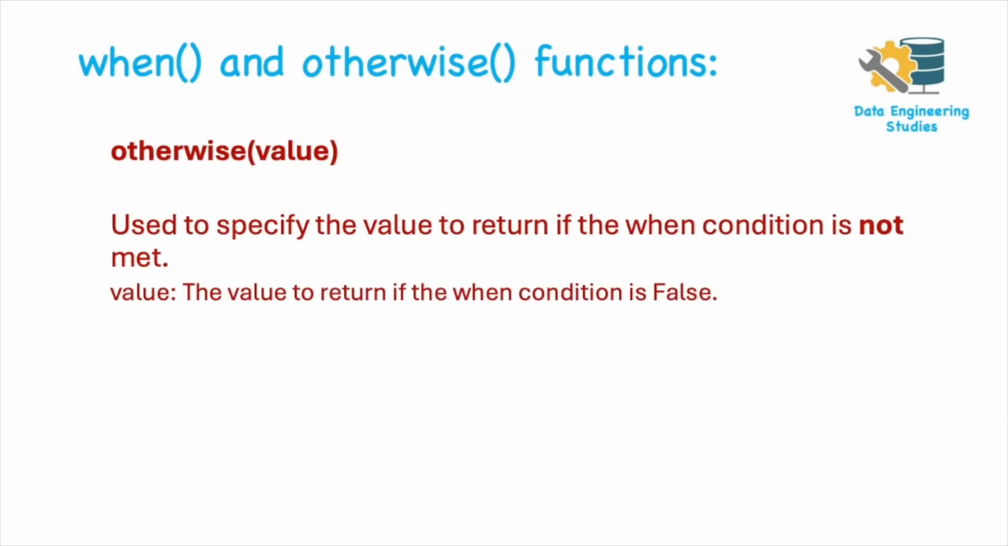Otherwise function is used to specify the value to return if the condition is not met. Otherwise function accepts only one argument, which is a value. This value will be returned if the when condition is false. Let's implement the when and otherwise function using a scenario.